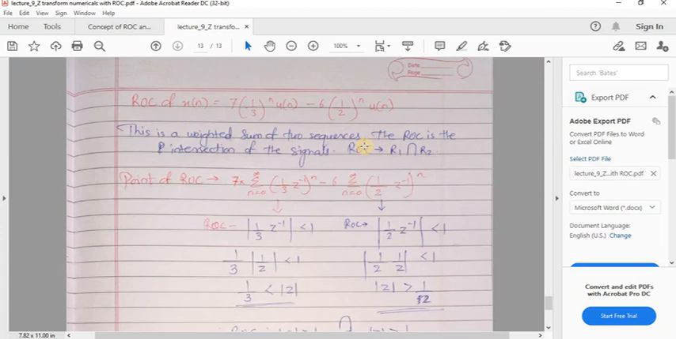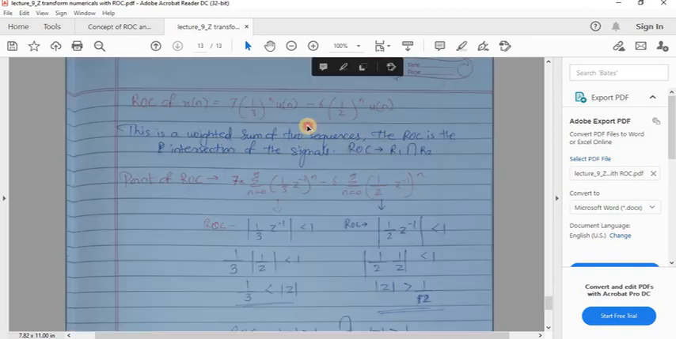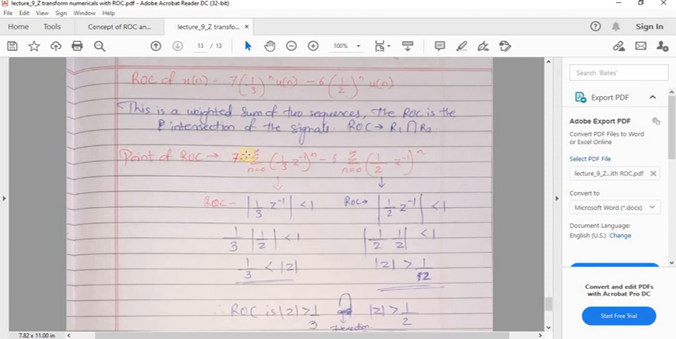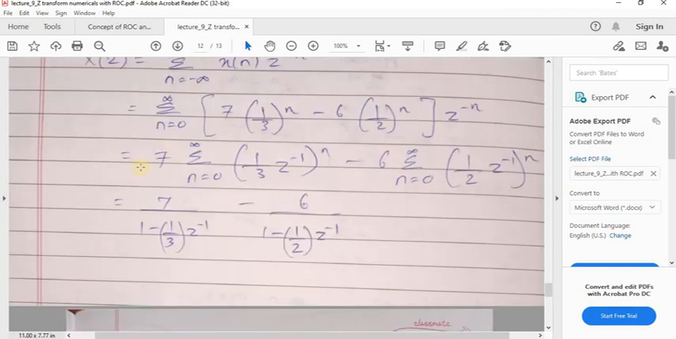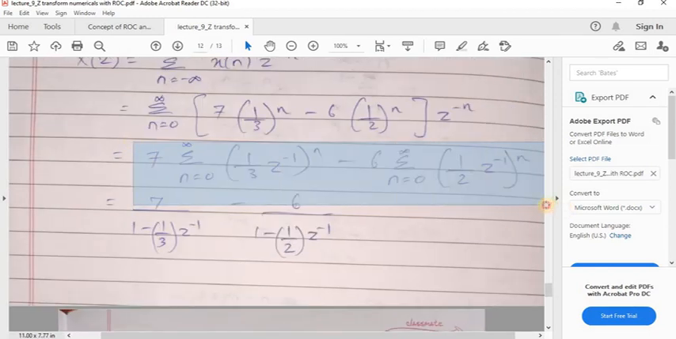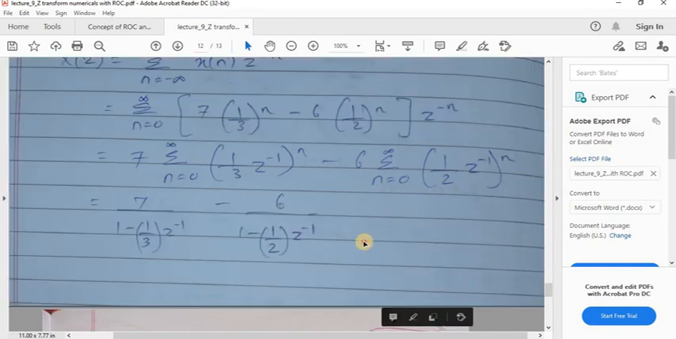Why is it called a weighted sum? Because this is a u of n minus b u of n. A and b are the weights. So the ROC is the intersection of the signals. We have to find the ROC for this first, then the ROC for this, then intersect the ROCs by choosing the greater value. This is the condition I have already told you for finding the ROC.